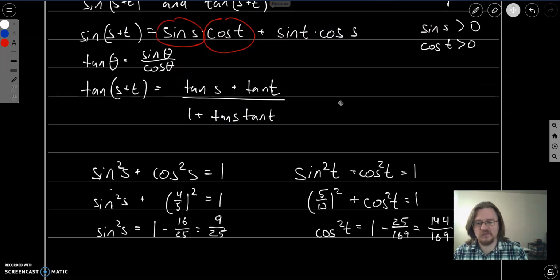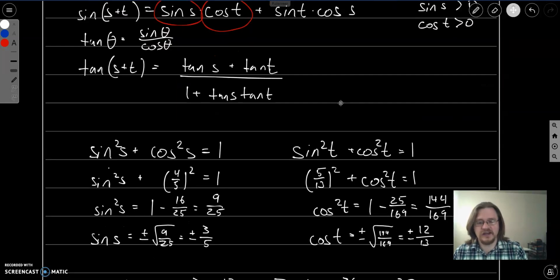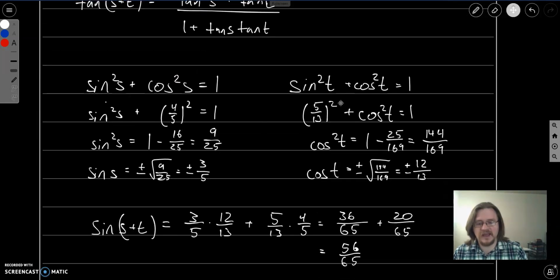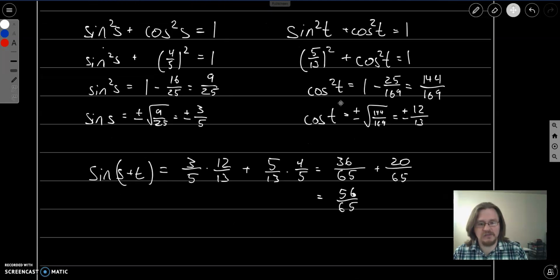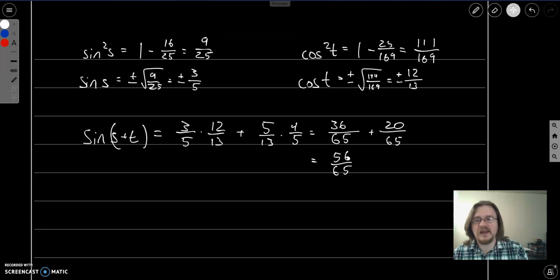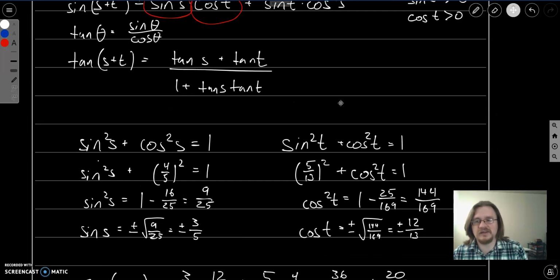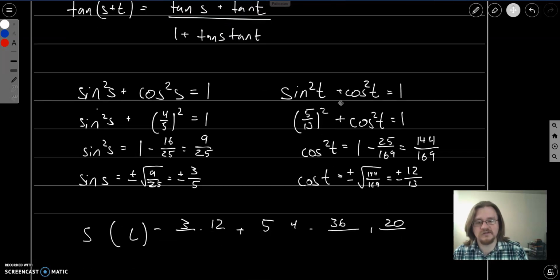So we did that last time. We found both the sine and cosine of both angles and plugged them into the sine, and we came up with this somewhat nice number. And now it's just going to be plugging them into the tangent formula.